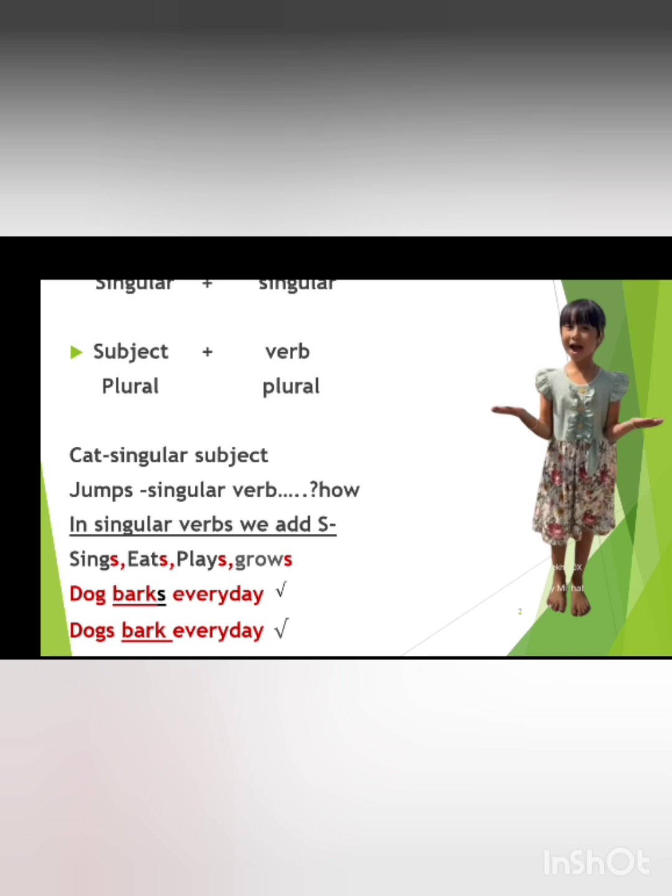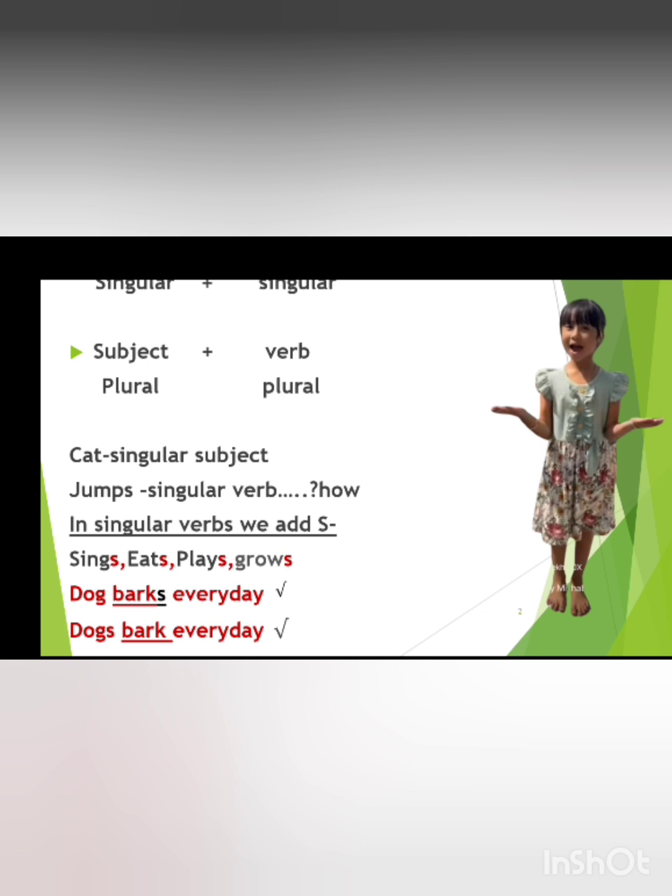Now, coming to the singular verb, we add s. So, sing, we add s. Eat, we add s. Play, we add s. Grow, we add s. And we make it a singular verb. So, the sentence here, dog barks every day. Dog is a singular subject. So, you have to write bark as a singular verb. So, what do you need to do? You need to add s there. So, dog barks every day.